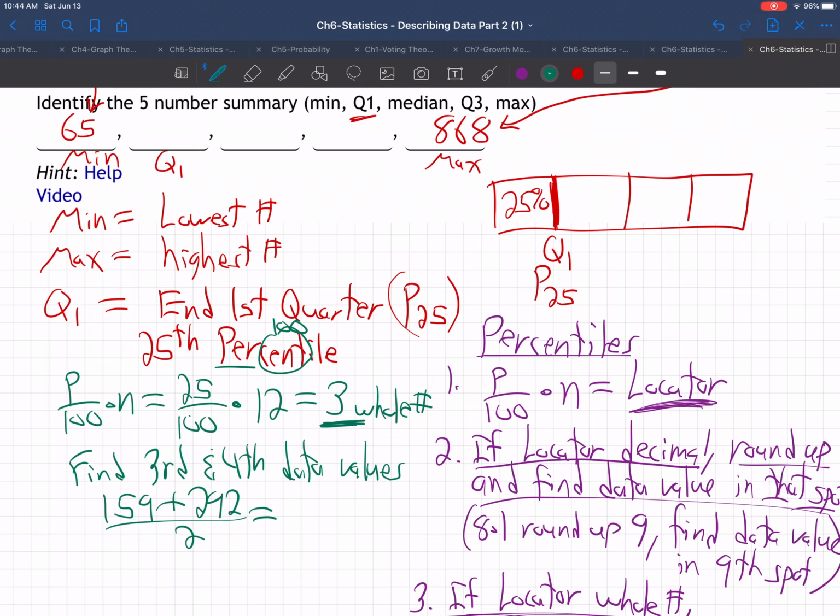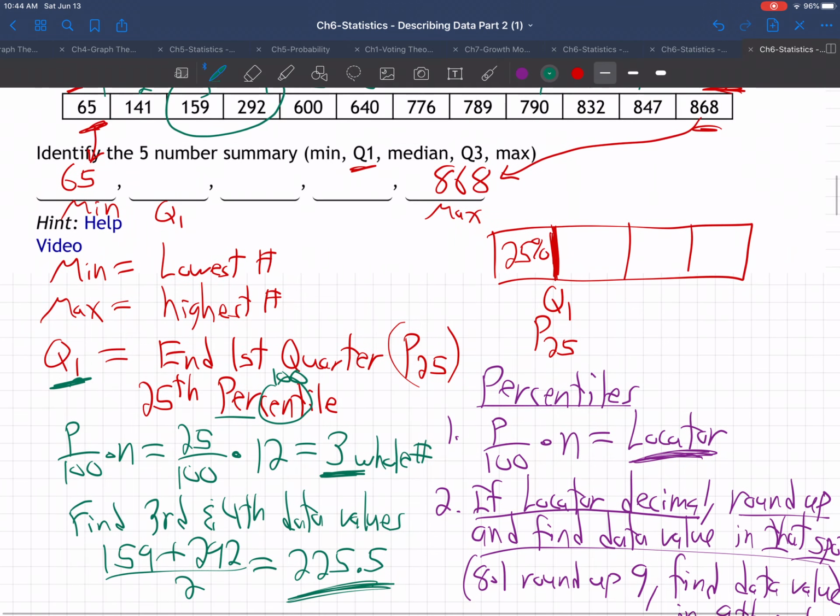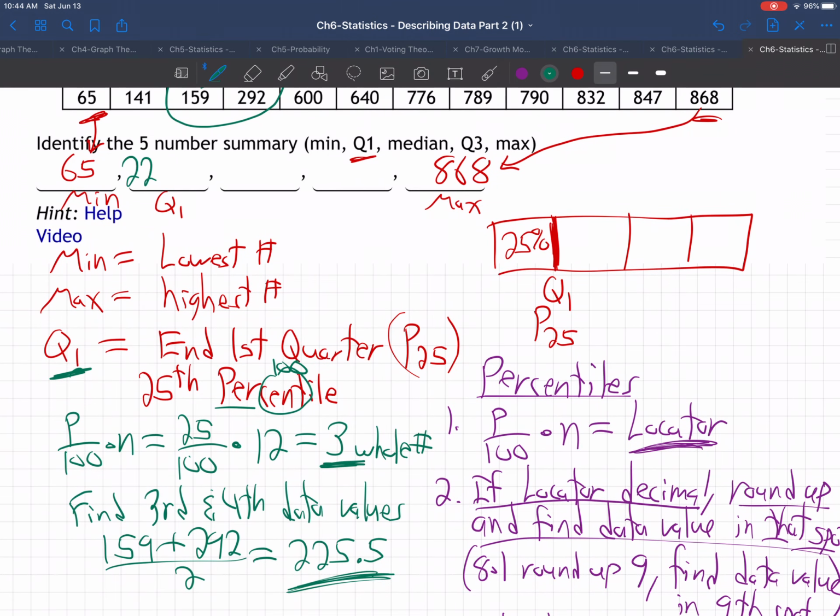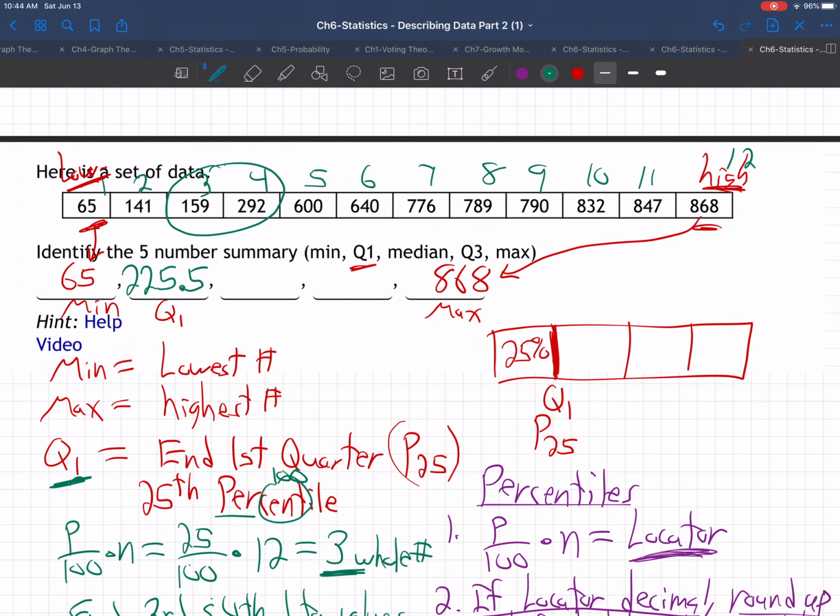So I'm going to do that on my calculator right now. I'm getting 225.5. So there it is. That's the Q1. Let me write it right here. 225.5. That's the value that's a quarter of the way through the data. Notice that value is right here.